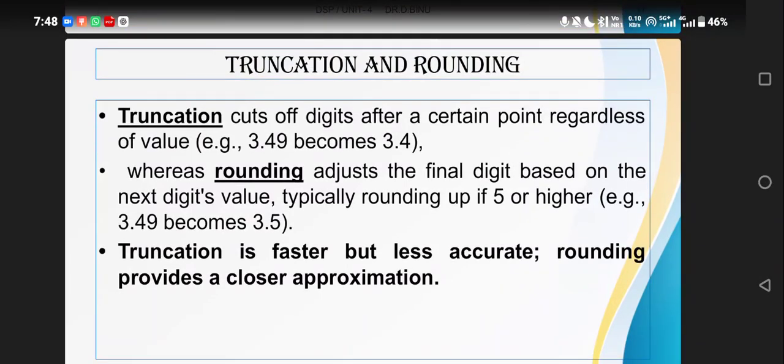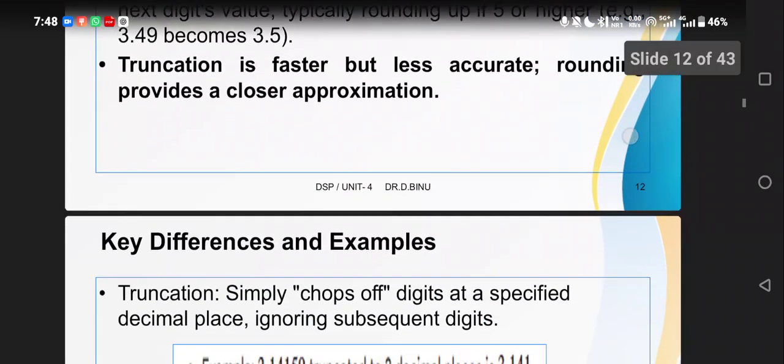Truncation and rounding. What is meant by truncation? It cuts off digits after a certain point regardless of value. That is, 3.49 truncated becomes 3.4. Whereas rounding adjusts the final digit based on the next digit's value, typically rounding up if 5 or higher. That is, 3.49 becomes 3.5. Truncation is faster but less accurate. Rounding provides a closer approximation.